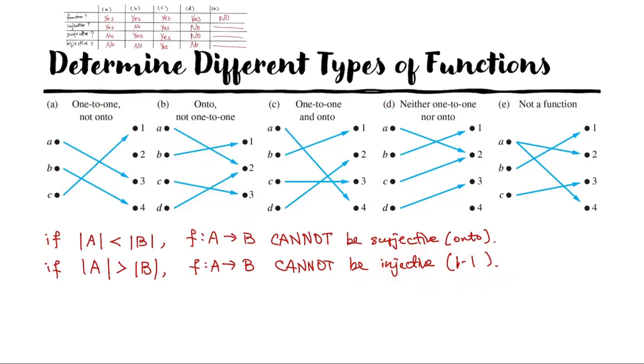But again, not being injective does not guarantee that it's surjective, because you can have all the inputs go to just one single output, and there will still be outputs that have no input going to them.